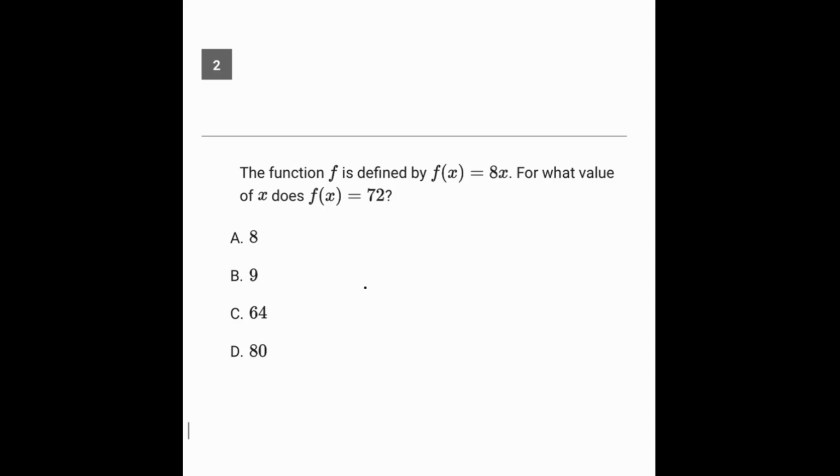Going over to question number 2 now. If f of x is 8x and f of x is 72, then 8x and 72 are equal to each other because they're equal to the same thing. So now we can ask ourselves what's happening to x. It is being multiplied by 8. So the opposite is to divide by 8, and we'll get x equals 9, which is B.